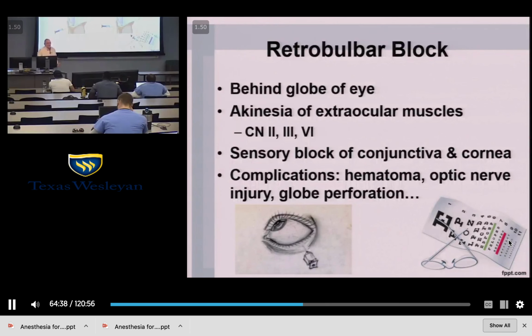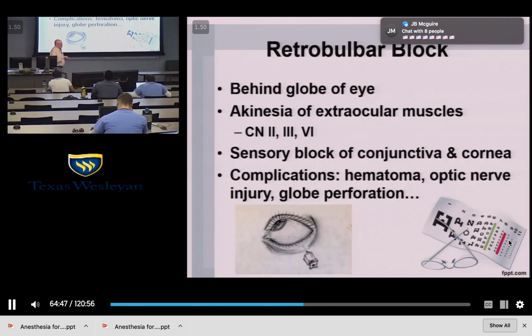Retrobulbar block: you need to be aware that the retrobulbar block is injected behind the globe of the eye. It provides akinesis of the extraocular muscles through an effect on cranial nerves 2, 3, and 6. It provides a sensory block of the conjunctiva and the cornea. The most common complication, you must absolutely know this, the most common complication with a retrobulbar block is hemorrhage.